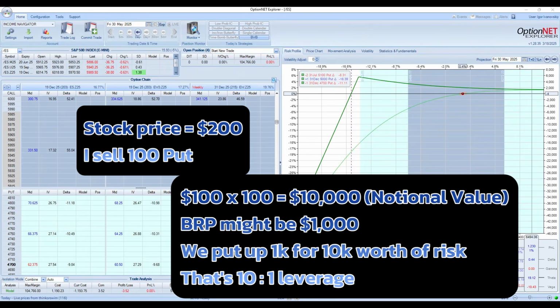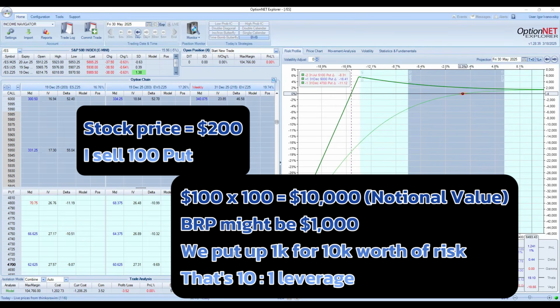But even then, even at $1,000 buying power requirement for selling that 100 put naked, you're getting about 10 to 1 leverage, right? You're holding $10,000 worth of stock short, but you only have to put up $1,000 as your initial buying power requirement.